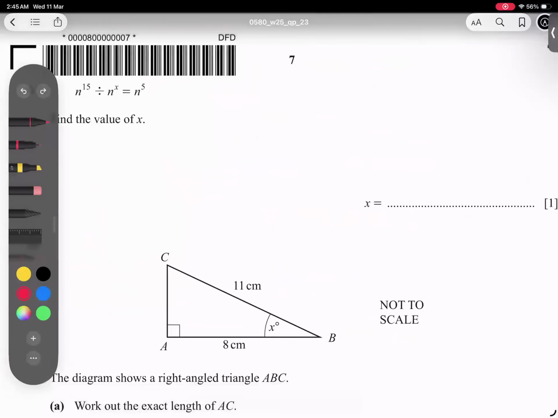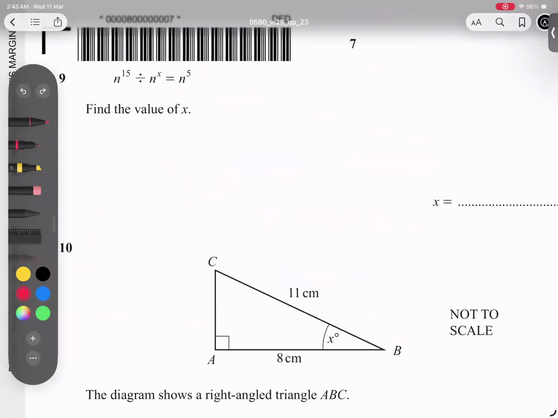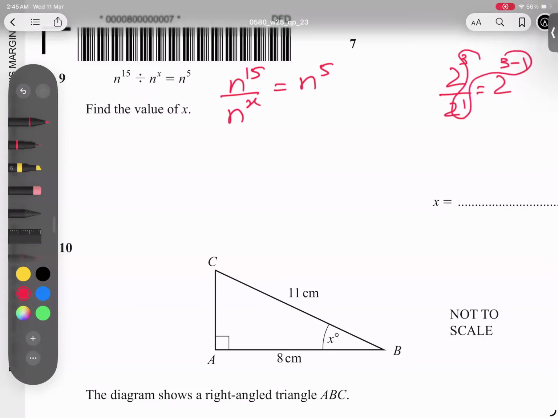Question number 9, we have the indices topic. You know very well when two values divide, because the division sign is there, I can write n to the power 15 over n to the power x is equal to n to the power 5. And what is the criteria? If 2 to the power 3 over 2 to the power 1, same base, upper power minus lower power, 3 minus 1. Same story here, I'm writing 15 minus x, upper power minus lower power, is equal to this, and I'm writing the same base.